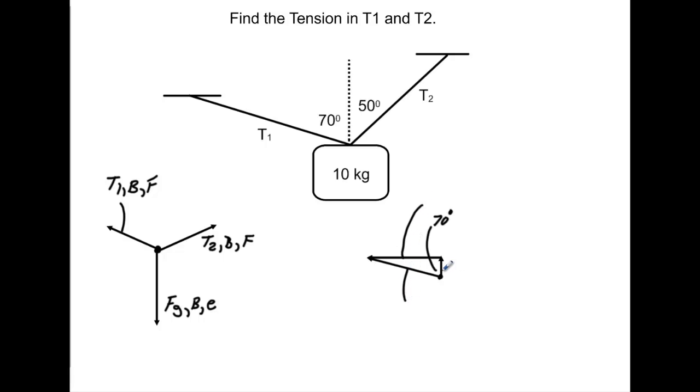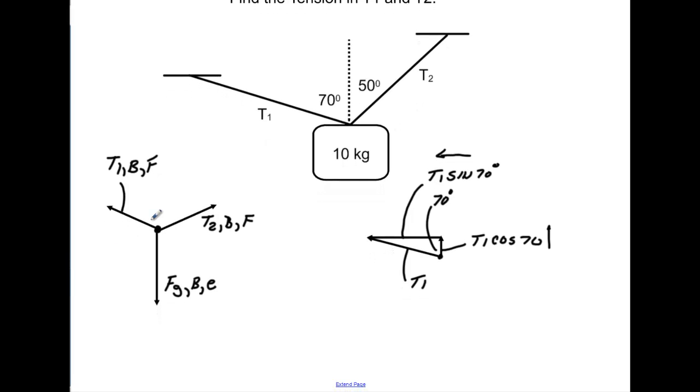Go ahead and put these out here and we'll label everything. This is our T1. This value right here will now be T1 times the sine of 70 degrees. This one here will be T1 cosine 70 degrees. Okay? And we know that this one is going to the left, and we know this one's going to the right. Okay, we'll do the same thing for the T2.